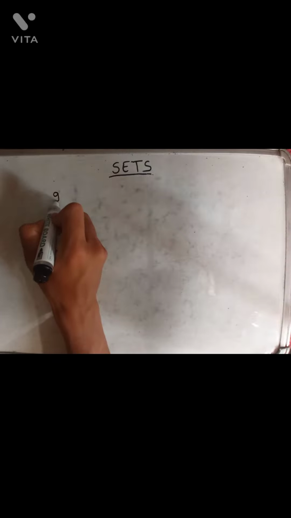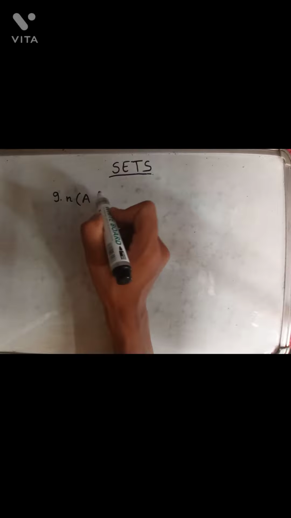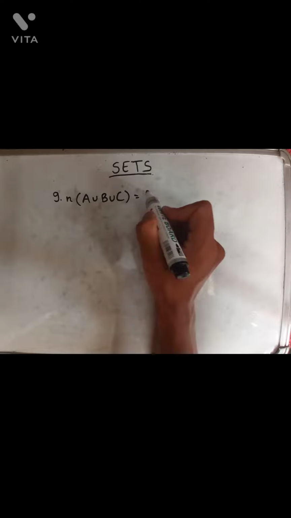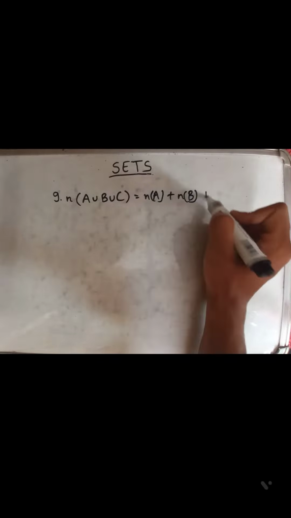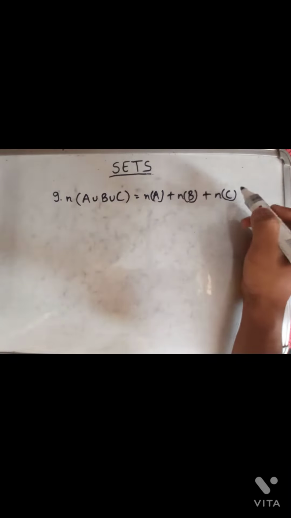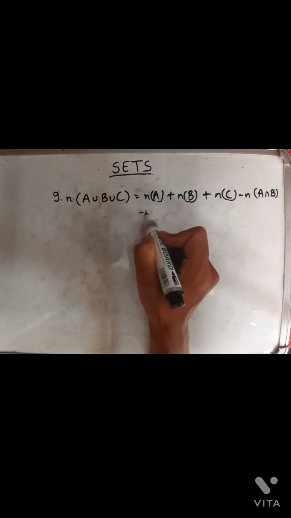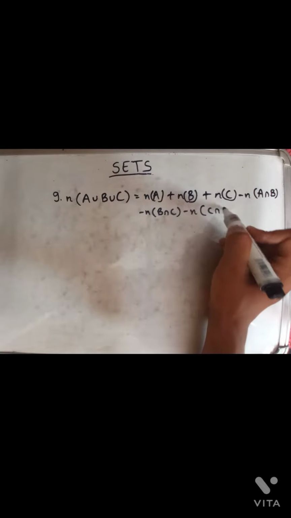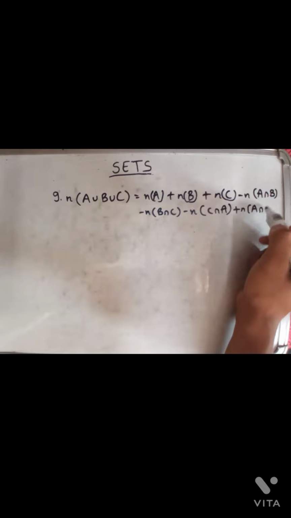Another thing we have to talk about is the ninth point, that is the number of elements in A union B union C. This is a very simple formula: the number of elements in A, B and C, minus the intersections two at a time, and again adding the intersection of three at a time.